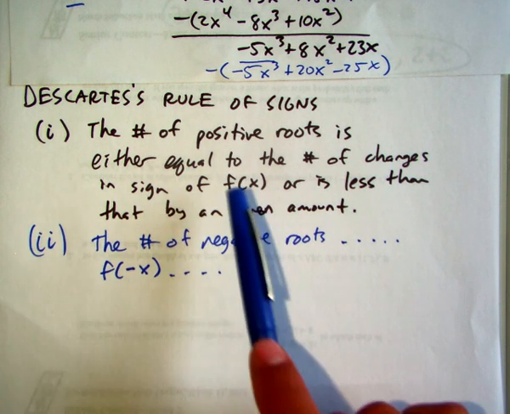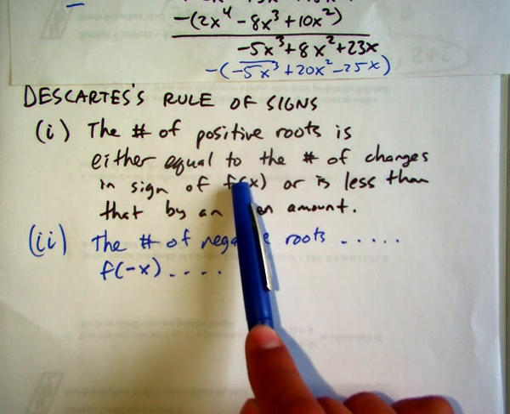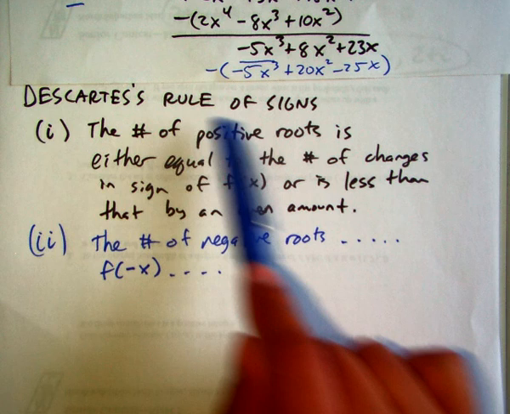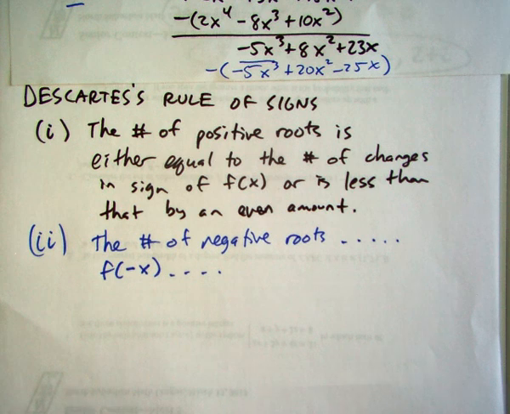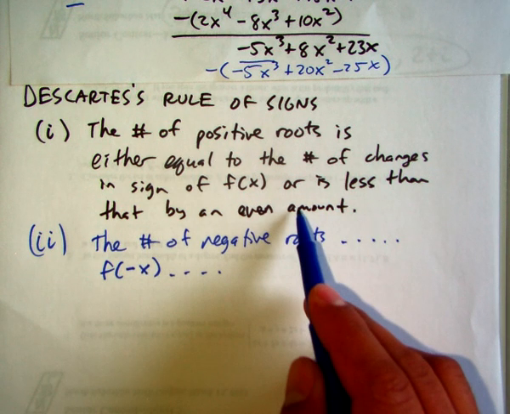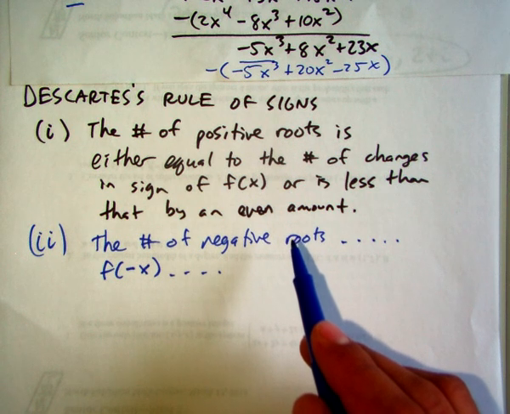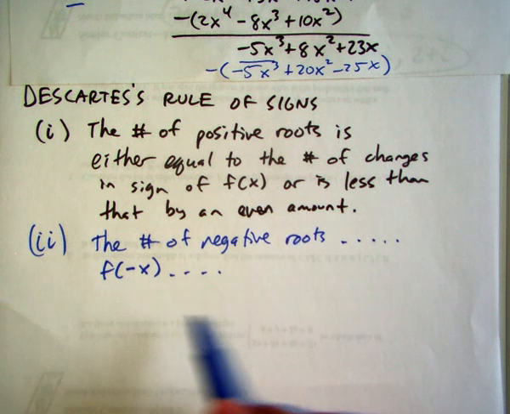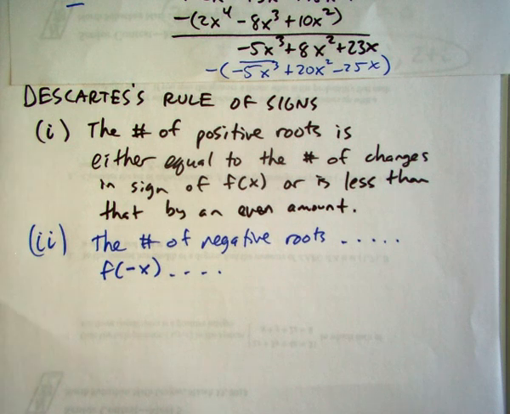If f of x, and I'm still talking about positive roots, if f of x has, let's see, 4 sign changes, so maybe it goes from positive to negative, and then from negative to positive, and it alternates back and forth like that, and there's 4 of them, then the theorem or the rule of signs guarantees that there's either 4 positive roots, or it's less than that by an even amount. So if you just keep subtracting 2, that gives you all the other scenarios. So there's either 4, 2, or 0 positive roots. And it works the same with the negative roots, but we have to inspect f of negative x in order to do that. Okay, so here's what it looks like.